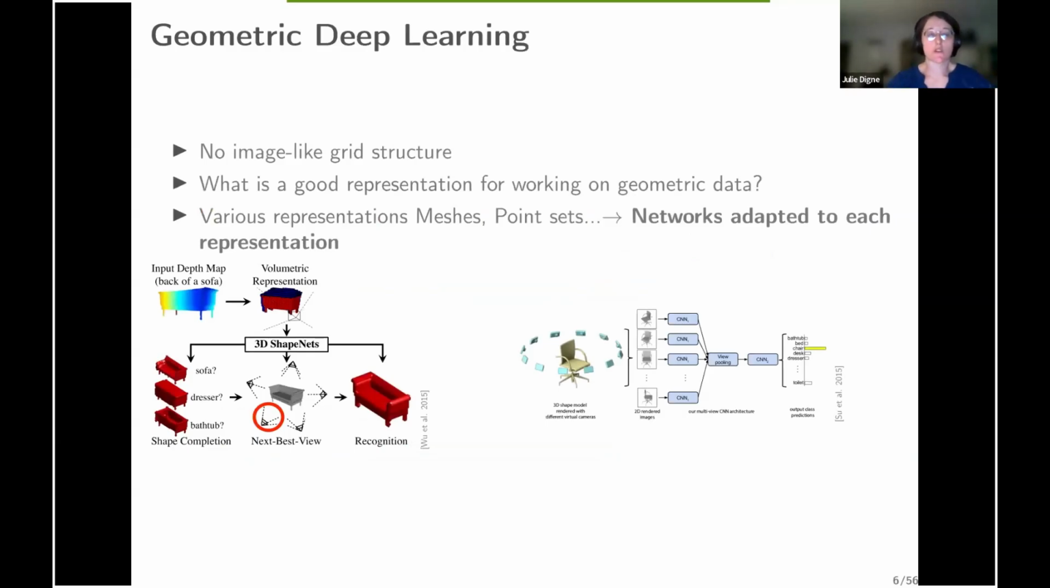So what is a good representation for working with this type of geometric data? For machine learning, there was a lot of early work on trying to define things which would benefit from grids but still work on the 3D information, such as working with 3D voxel grids, or doing multi-view rendering plus processing the different views by a traditional convolutional neural network and pooling to get good recognition results, for example. But you need to adapt. Each network needs to be adapted to each representation. So it's actually quite tedious.